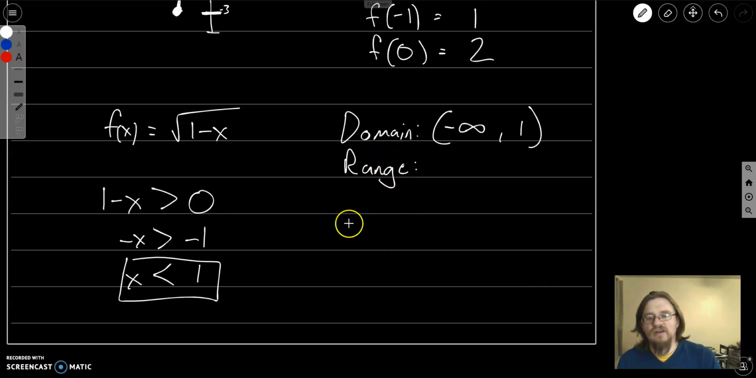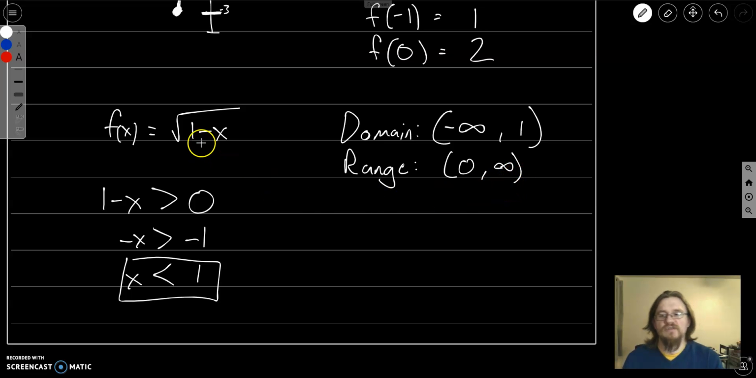The range of this function will be all positive numbers, but only positive numbers, not including 0. The range of a square root function by itself is always going to be positive numbers. I can get every positive number as a square root, and we haven't affected the height of our function.